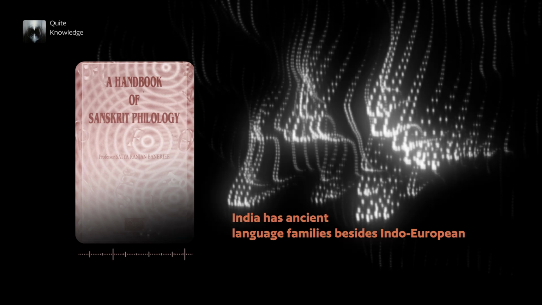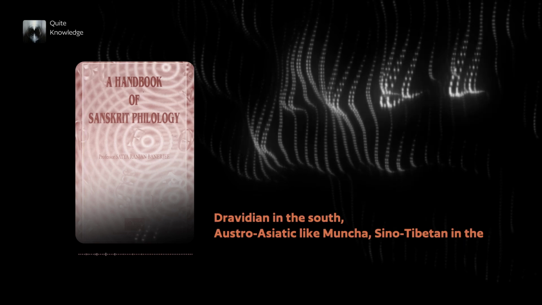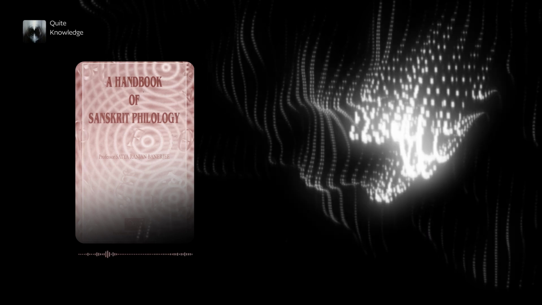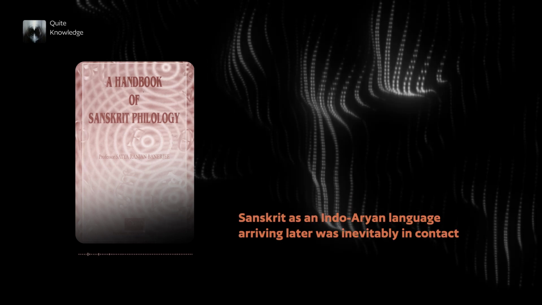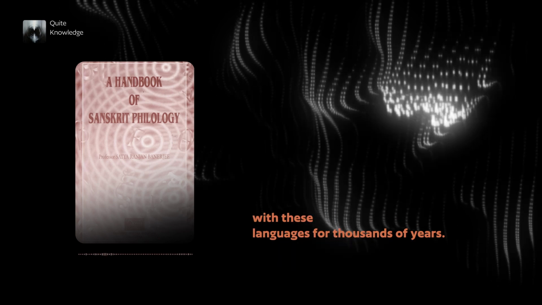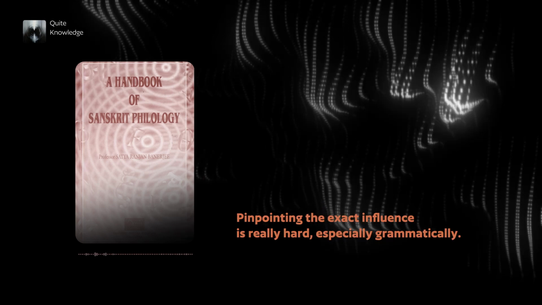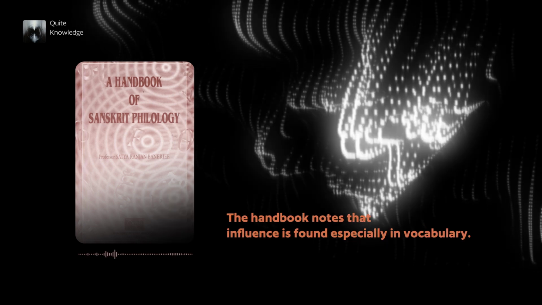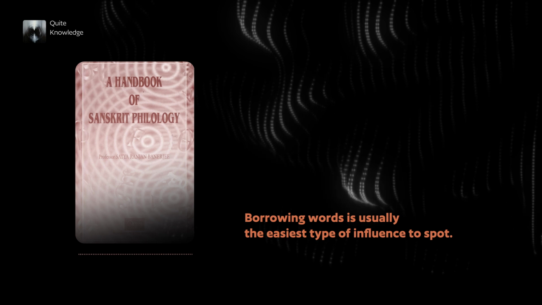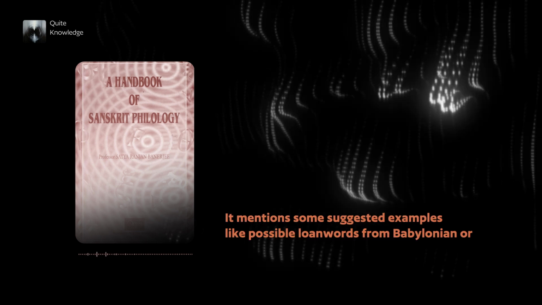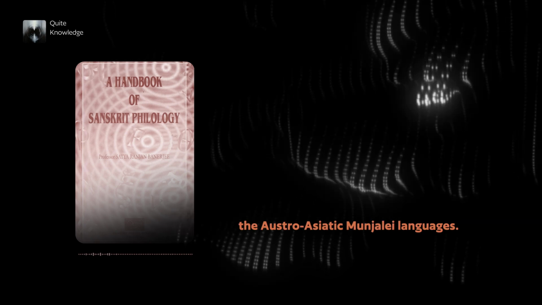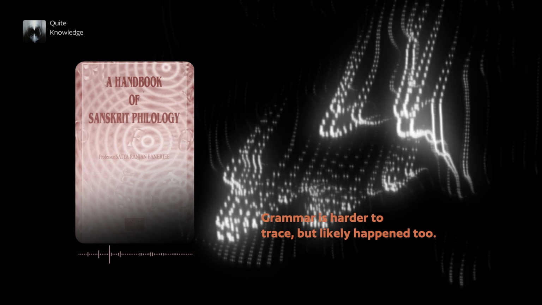Oh, absolutely. India has ancient language families besides Indo-European: Dravidian in the south, Austroasiatic like Munda, Sino-Tibetan in the northeast. Sanskrit, as an Indo-Aryan language arriving later, was inevitably in contact with these languages for thousands of years. Pinpointing the exact influence is really hard, especially grammatically. But it happened. Unquestionably. The Handbook notes that influence is found especially in vocabulary. Borrowing words is usually the easiest type of influence to spot. It mentions some suggested examples, like possible loanwords from Babylonian or the Austroasiatic Munda languages. Grammar is harder to trace, but likely happened too.